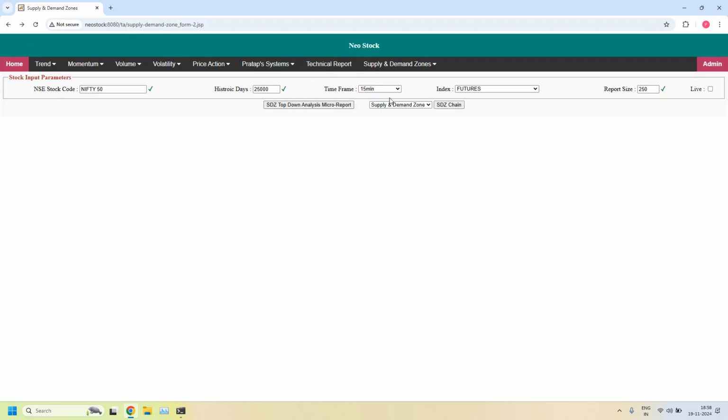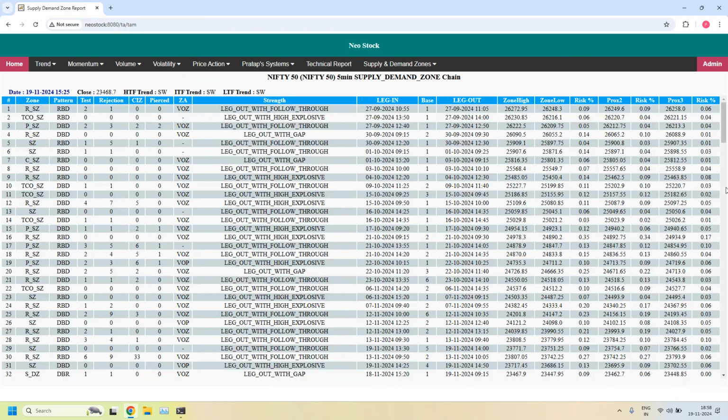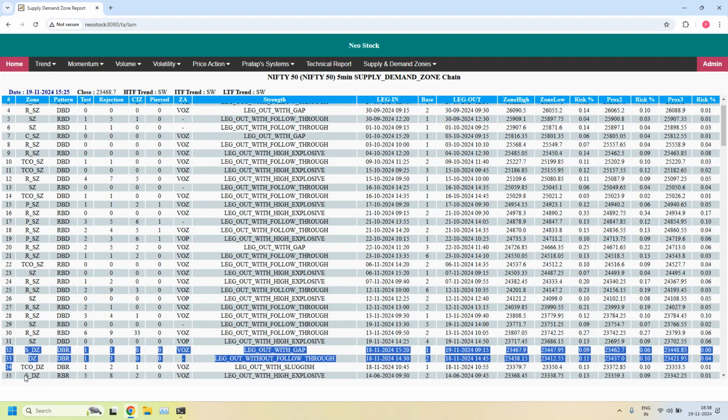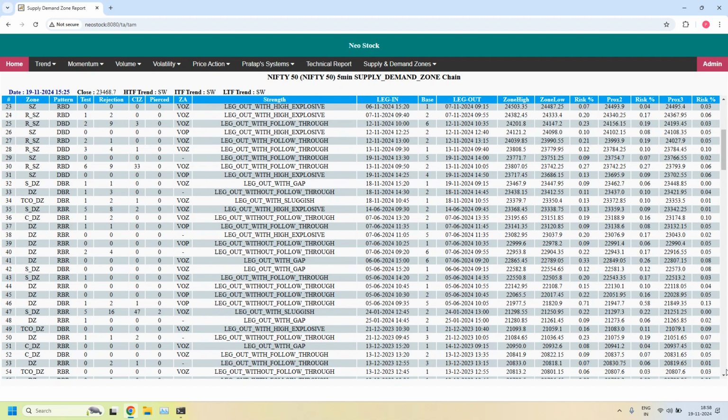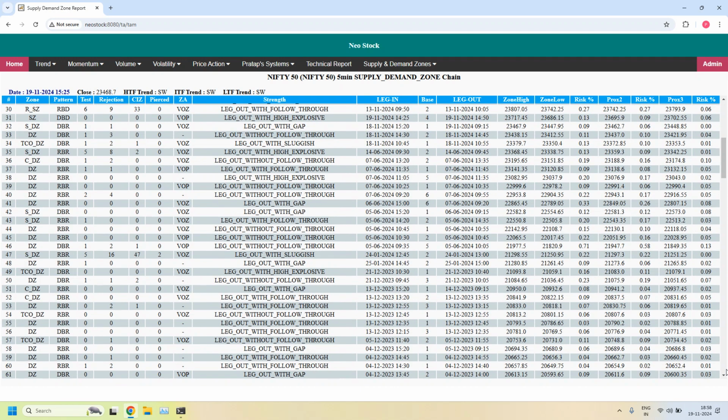Next time frame is 5 minutes. 5 minutes supply demand zone chain for Nifty. All are supply zones except 32. So I am scrolling the list down. Okay, this is about Nifty supply demand zone chain.